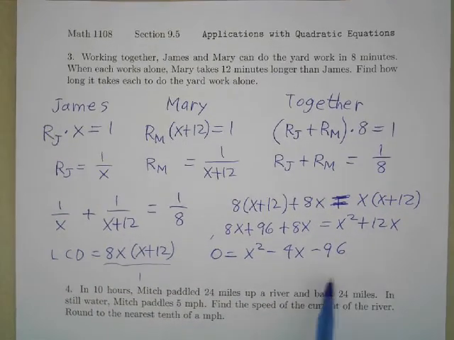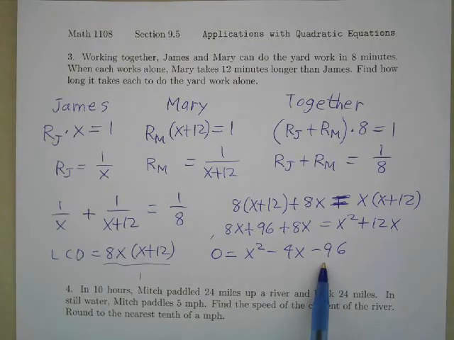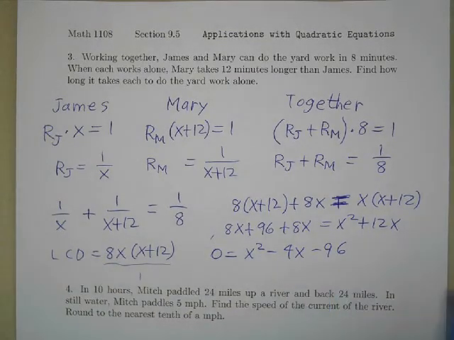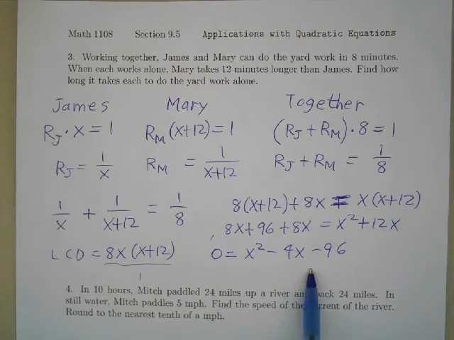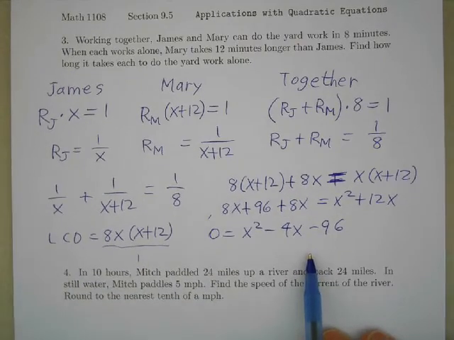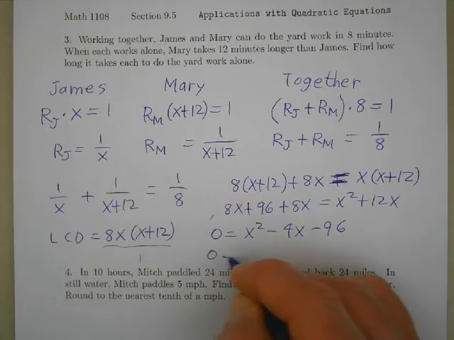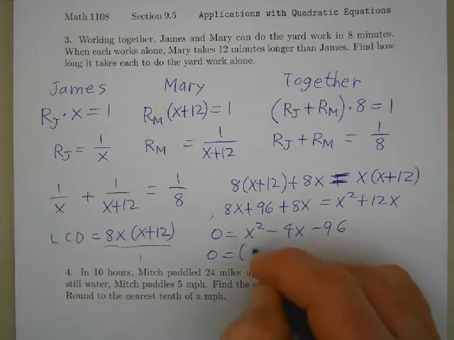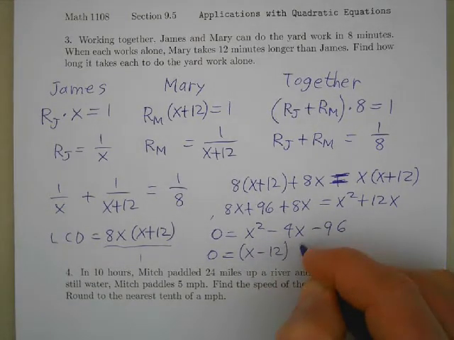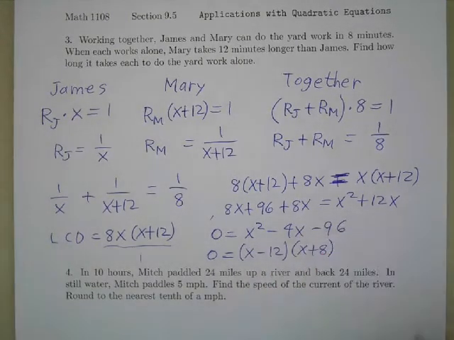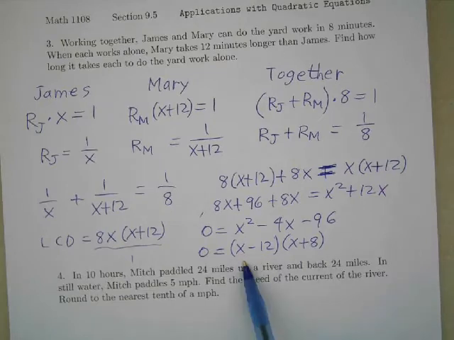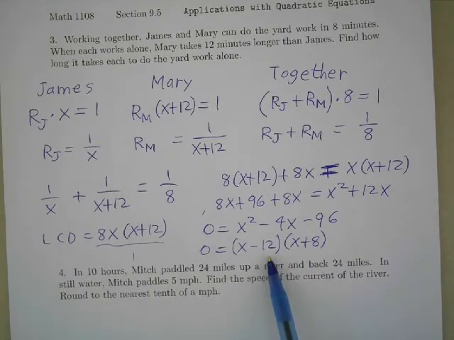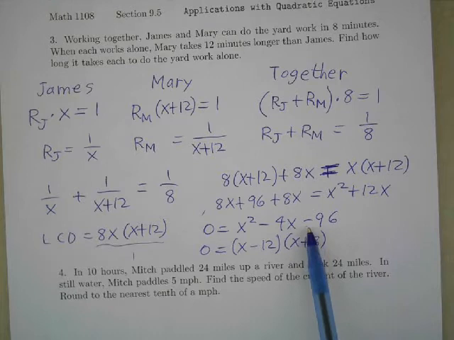Okay, it turns out that this will factor pretty nicely. We can use the quadratic formula, but we can also solve it by factoring. The two factors are x minus 12 and x plus 8. And you can verify by multiplying the two factors. We can do that visually here. Negative 12 times 8 is negative 96, and negative 12 plus 8 is negative 4.